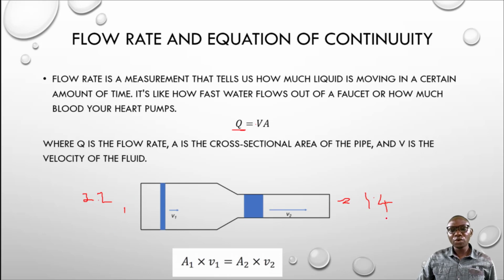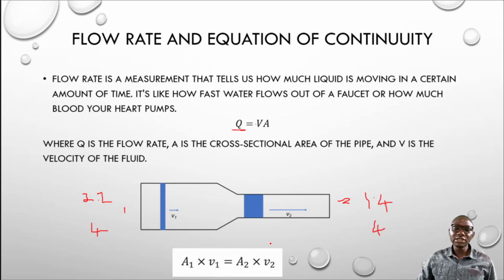Now, if you see these two examples that I just gave you, if you multiply the velocity and the area at this point, your answer will be 4. And if you multiply the velocity and the area at this point, the answer is still what? Still 4. So that is what the continuity of flow is trying to tell us, that the flow rate at point 1 must be equal to the flow rate at point 2. So that is why we have this equation: A1 multiplied by V1 equals A2 multiplied by V2.